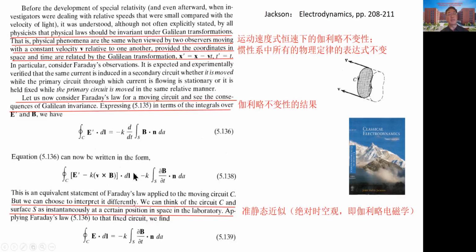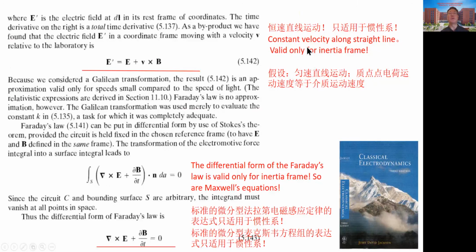So let's look at this one. If you assume it is an inertial frame, the force acting on the point charge in its rest frame is the same as the force acting on it in the lab frame. If these two forces are equal, that means F prime equals F, so it must be an inertial frame. That means moving at a constant velocity along a straight line. If you have acceleration, that's not valid.